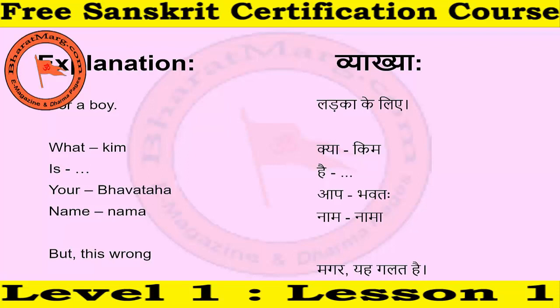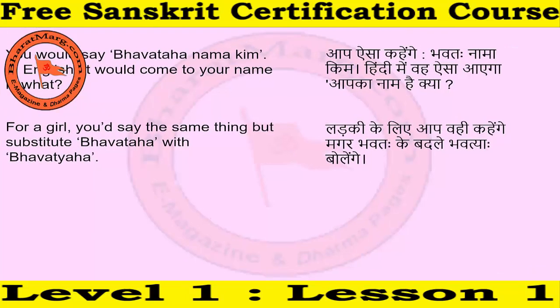Here's the explanation, as in word for word translation. What in Sanskrit is said as Kim. In this case, we don't need to use a word for is. Your, for a boy, is Bhavataha. Name is Nama. So you'd think that it would come to Kim Bhavataha Nama. But that's wrong. That's not how we are supposed to say it. This is why we don't do literal translation among languages. You would say Bhavataha Nama Kim. In English it would come to your name is what? For a girl, you'd say the same thing, but you'd substitute Bhavataha with Bhavatyaha.